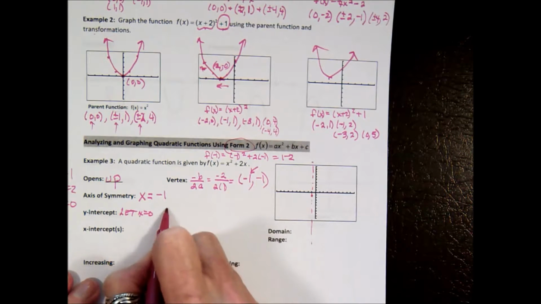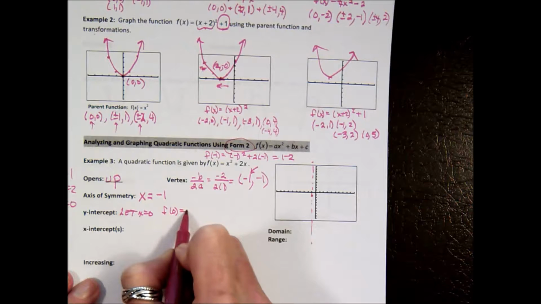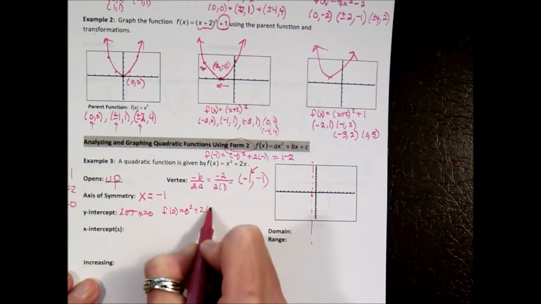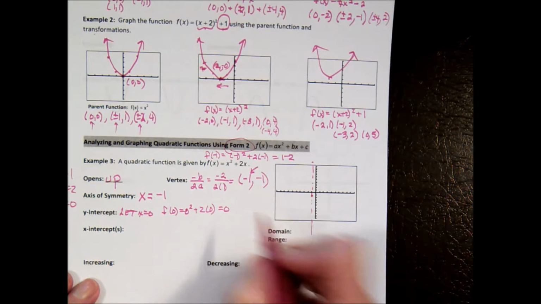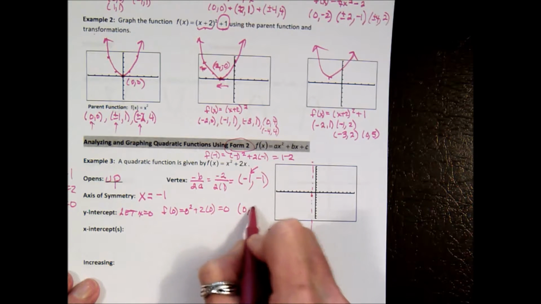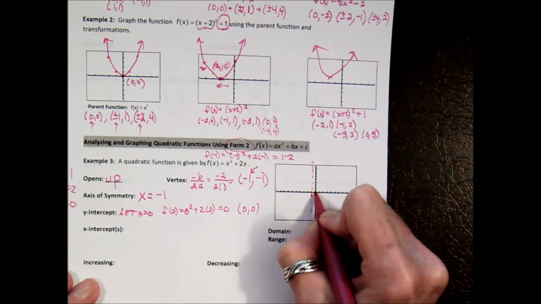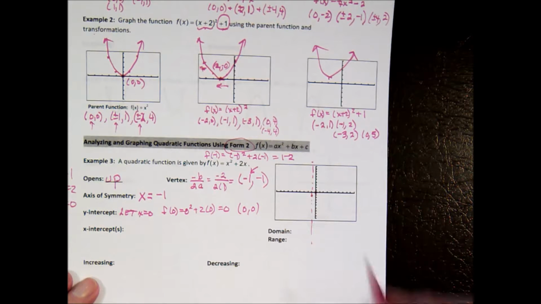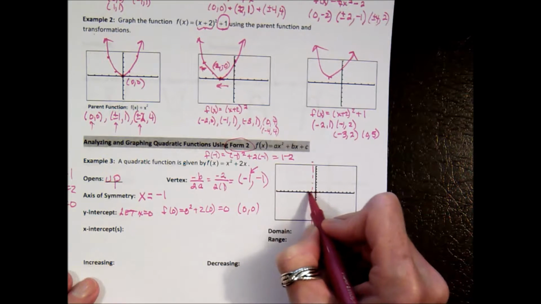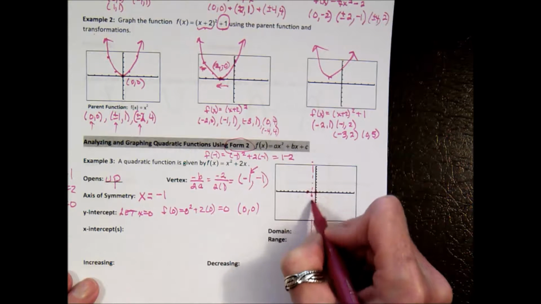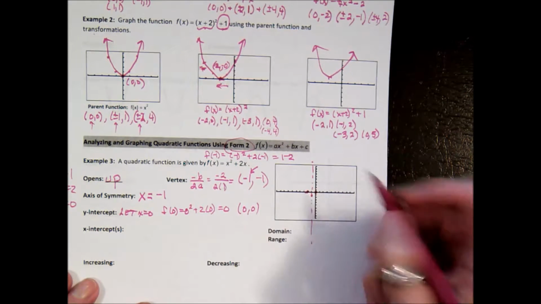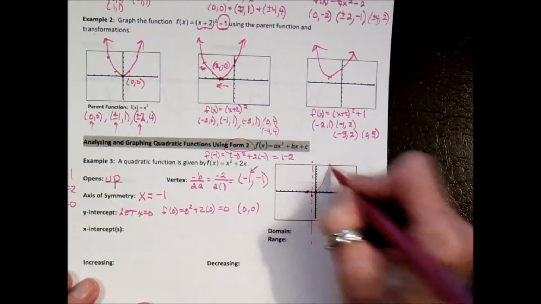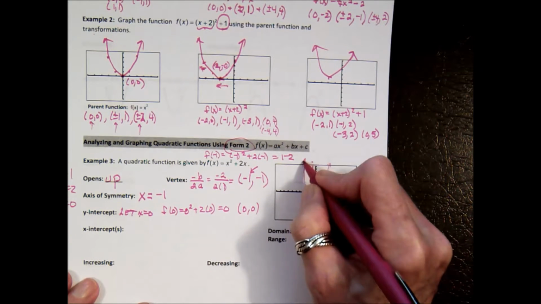All right, the y-intercept means let x equal 0 in the original equation. So that would be f of 0 equals 0 squared plus 2 times 0, or that is just 0. So that tells me that it goes through the point 0, 0. So I'm getting somewhere. Okay, I also know it must go through this point because this is the symmetry line, so it's got to be equidistant on both sides of it.